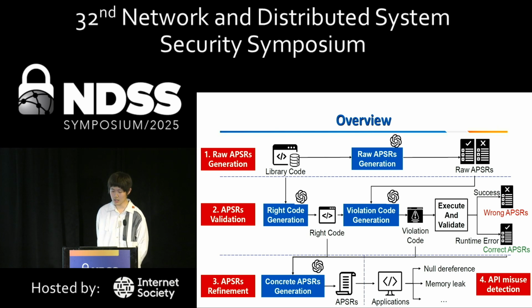Stage 3 is APSR refinement. GPT-8 guides the LLM to generate the concrete APSRs by describing key operations. Stage 4 is API misuse detection. GPT-8 detects violations of APSRs. We then use some examples to introduce the details.